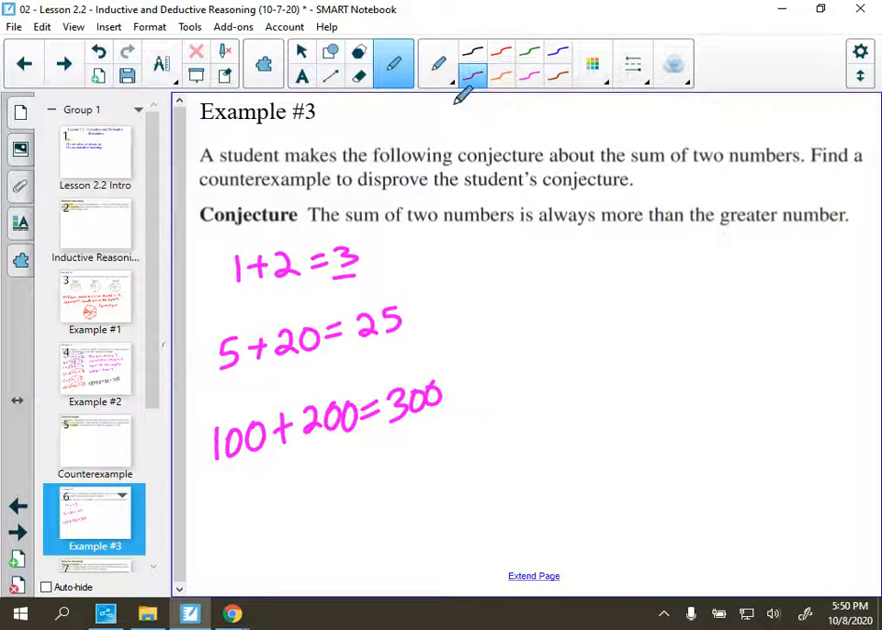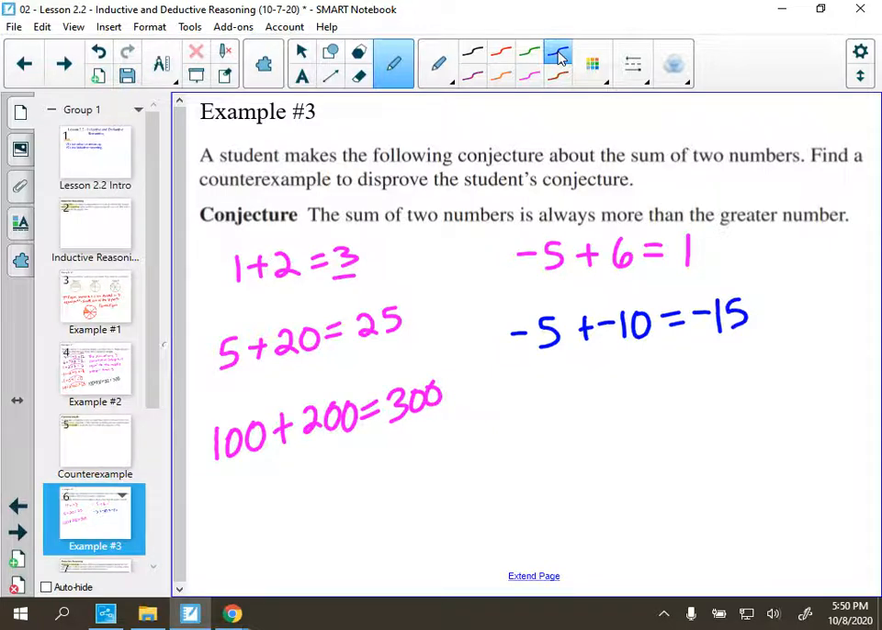What am I forgetting, though? These are all positive numbers. What happens if I involve a negative number? How about negative 5 plus 6? Negative 5 plus 6 is 1. So now my sum is not greater than the greater number. I think that's probably going to be true for just about any negative number. If they were both negative, negative 5 plus negative 10, the sum would be negative 15. This sum is actually a smaller number. Negative 15 is smaller than both of these.